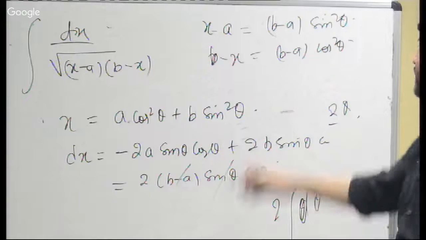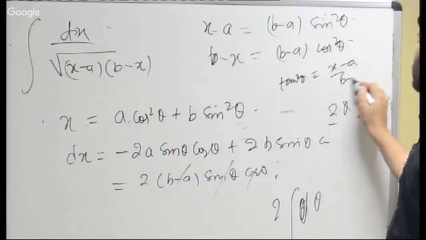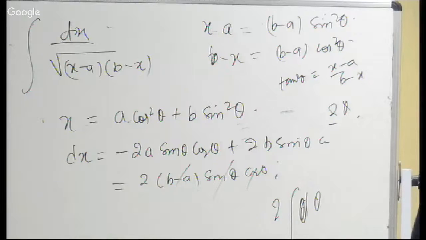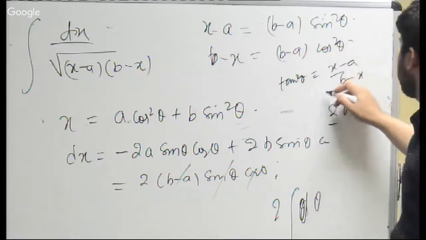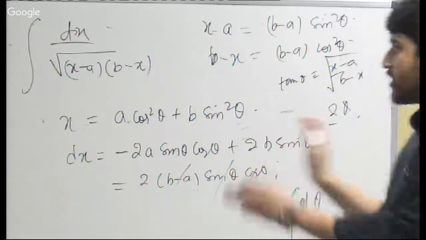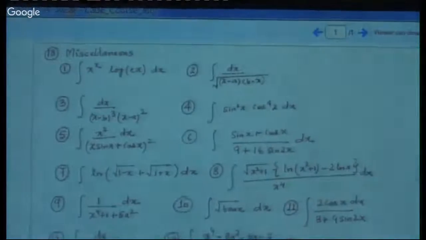Theta को कैसे replace करेंगे? I can say tan square theta is nothing but x minus a by b minus x. So my theta is tan inverse under root this. है ना? Clear? So whenever you see this, you have to deal with this. Similarly, 3, we can handle 3. Partial fraction, we can handle 4th also.